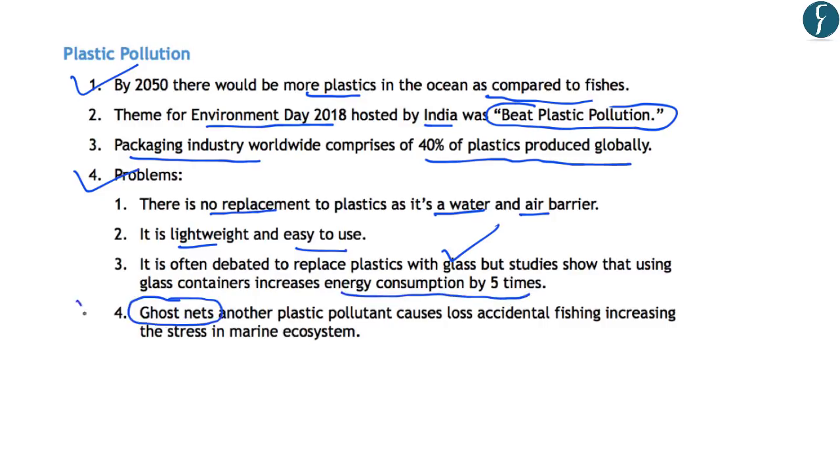And then there are ghost nets in the oceans, and these are the nets which are lost by the fishermen during their fishing activity. A lot of fishes get entangled in these ghost nets accidentally and die. So that is why it is increasing stress on the marine ecosystem. So these are a few ready-made facts which can be used in your mains examination related to plastic pollution.